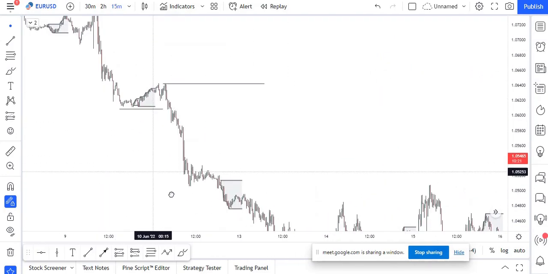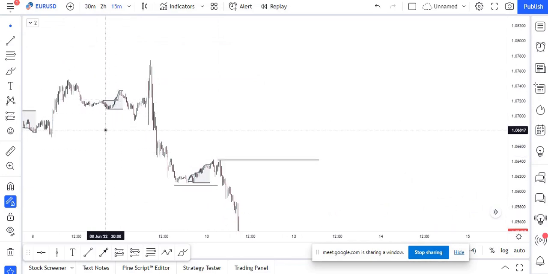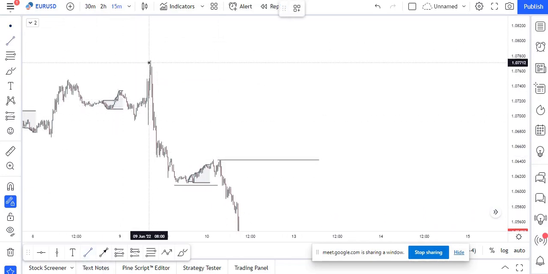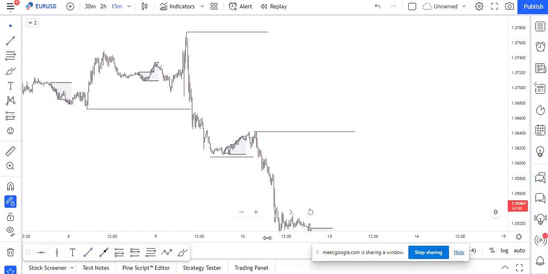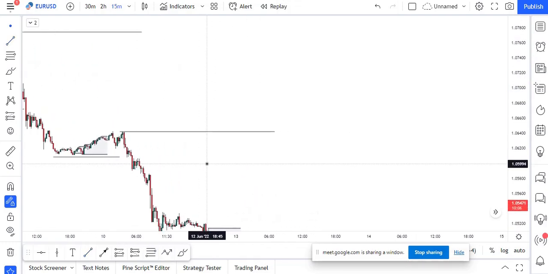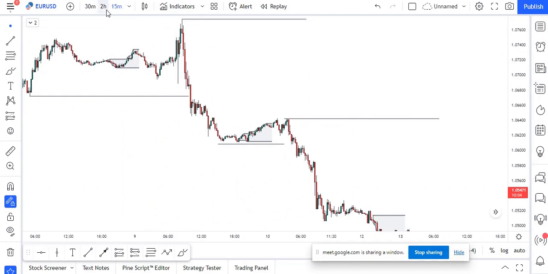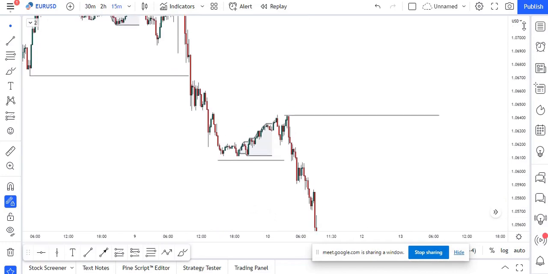All right. So see right here. This was the area where the first market structure to downside occurred. The price broke this one. So what do we have right here in this trading range? The market structure on the 2 hour time frame was pushing to the downside. So let us see what the price on the lower time frame is actually doing.